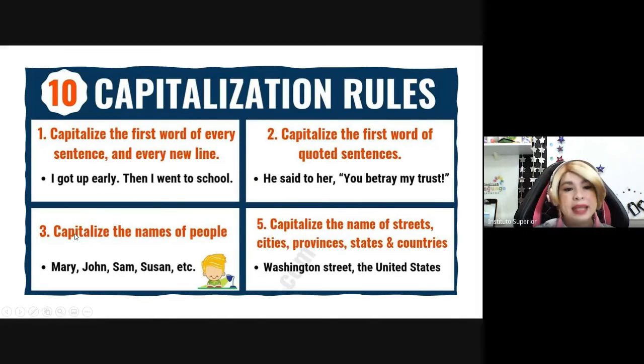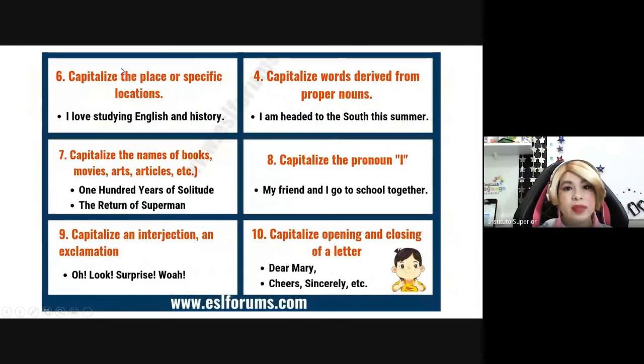Rule number 3, capitalize the name. Remember, proper names must be capitalized: Mary, John, Sam, Suzanne, etc. Rule number 5, capitalize the name of a street, cities, provinces, states, and countries. Those are proper names too. Washington Street, the United States. So you have to use capital letters. You have to capitalize the names of cities, provinces, states, and countries. Here we have number 6, capitalize the place or a specific location. I love studying English and history.